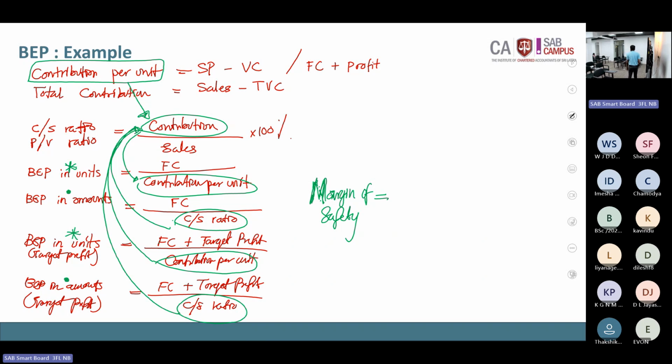There's another concept called margin of safety. The margin of safety means the difference between the budgeted number of units and the break-even units. So let's say, for an example, the break-even point units are 1,000.